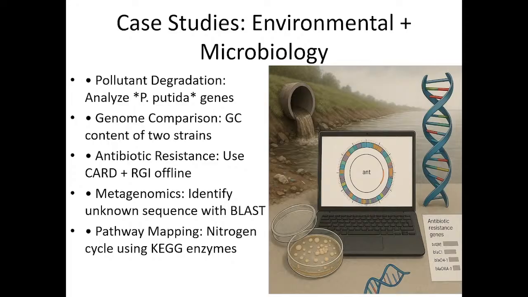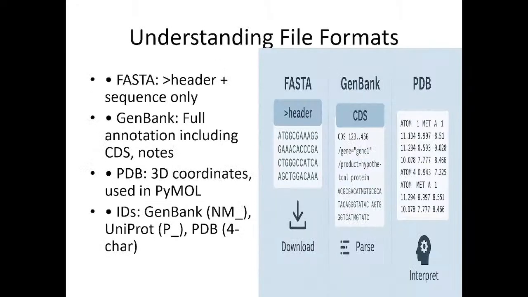Then you make use of metagenomics by identifying unknown sequences, and you'll be able to make use of your Basic Local Alignment Search Tool in order to do that. Then you make use of pathway mapping, which can be used for the nitrogen cycle using some enzyme in KEGG.